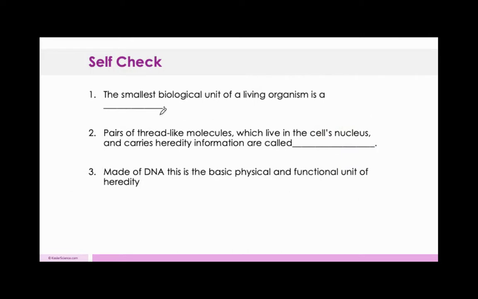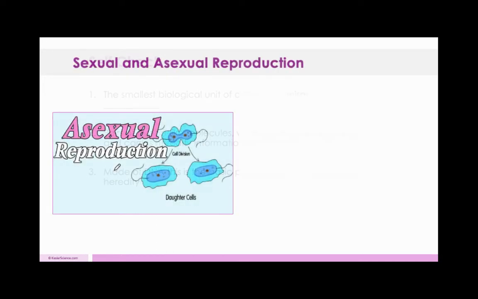So, self-check. If you don't understand these 3 questions, then you need to go back and review what I have just put on here. The smallest biological unit of a living organism is a what? Pairs of thread-like molecules which live in the cell's nucleus and carry hereditary information are called what? Made of DNA, that is the basic physical and functional unit of heredity. That is a what? Like I said, if you didn't get any of those 3, go back, review it, and make sure that you understand what has already been covered. Don't keep moving on because you'll just get lost even more.